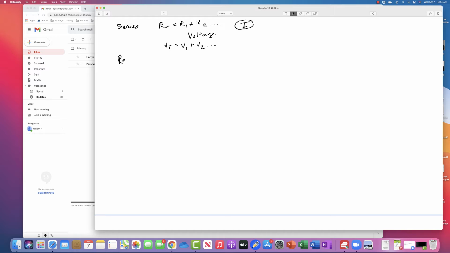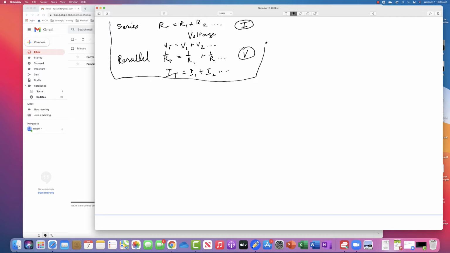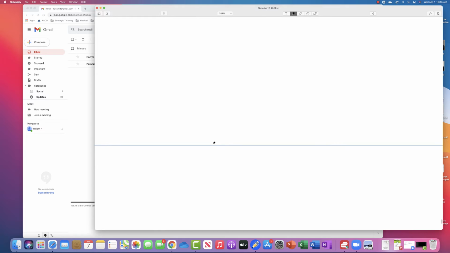And for parallel circuits, as you know, 1 over RT is equal to 1 over R1 plus 1 over R2, etc. The voltage is constant throughout, and the total current has to equal the current in each resistance that's in the circuit. So these are the principles of series and parallel circuits that I want to make sure y'all remember. Now, with that intro, let's do problem number 2.